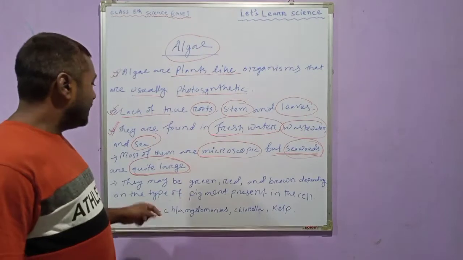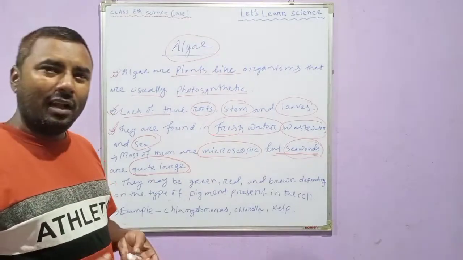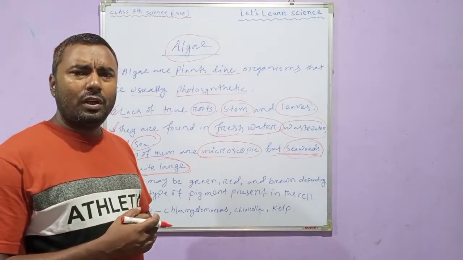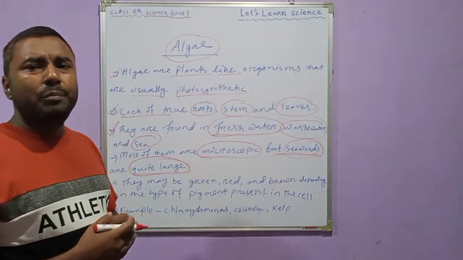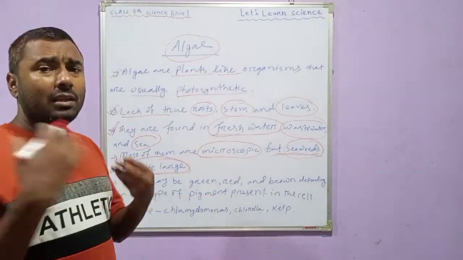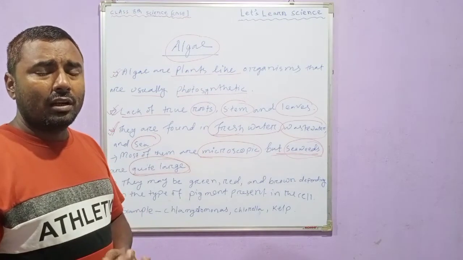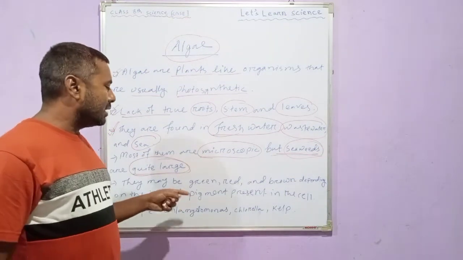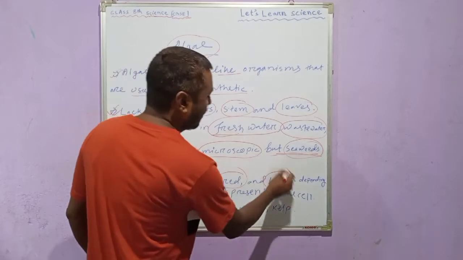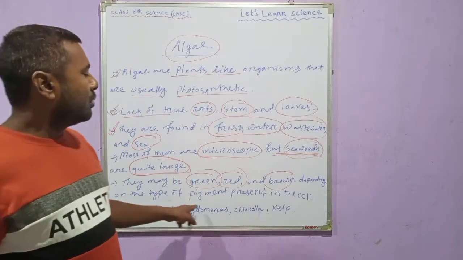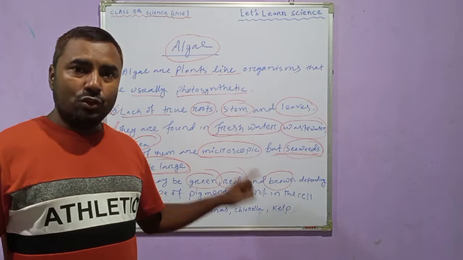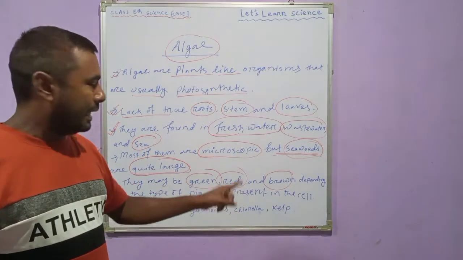Seaweeds may be green, red, or brown. Their color may be different. Why does their color differ? Because it depends upon the types of pigment present in the cell. That means what type of pigment is there in the cell will determine their body color. And according to that, the color differs. That is, they may be green, red, or brown, depending on the types of pigment present in the cell.